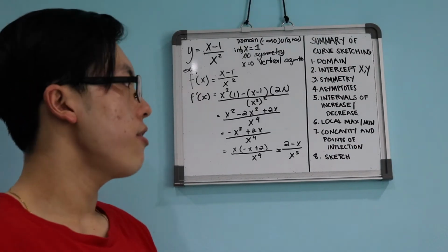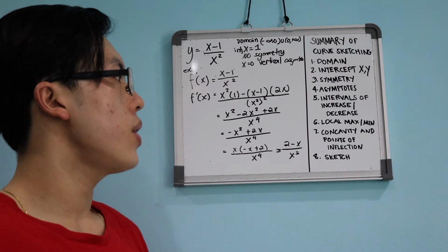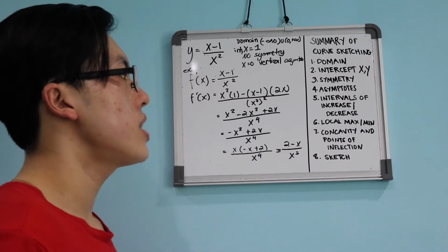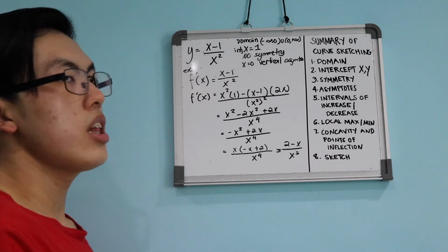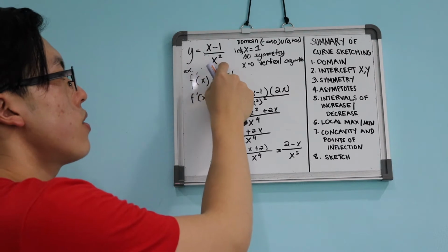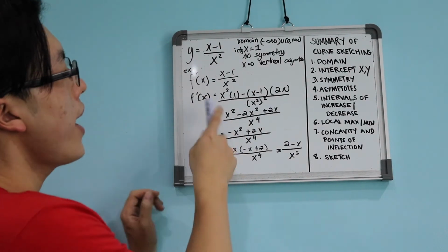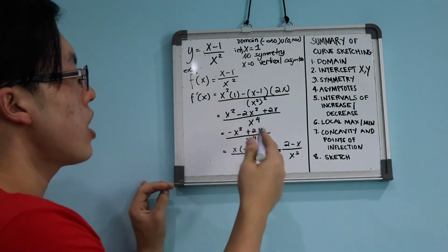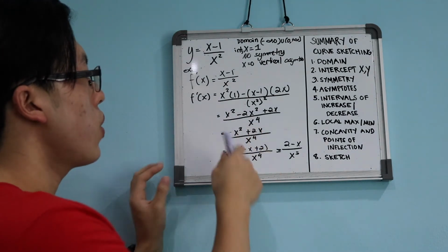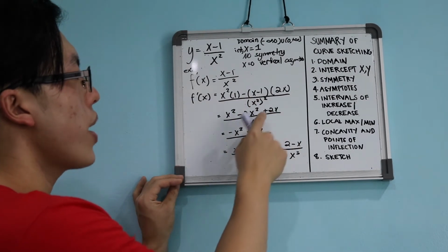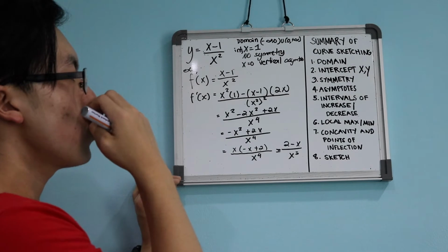Now we move to the fifth step, getting the intervals of increase and decrease. In getting the intervals of increase and decrease, all you need to do is first find the first derivative of the function, x minus 1 over x squared. If you derive this, you need to use the quotient rule: x squared times 1 minus x minus 1 times 2x, over x squared to the power of 2.